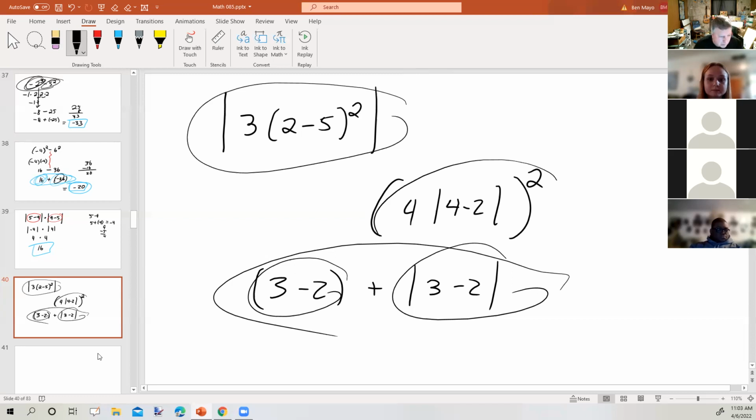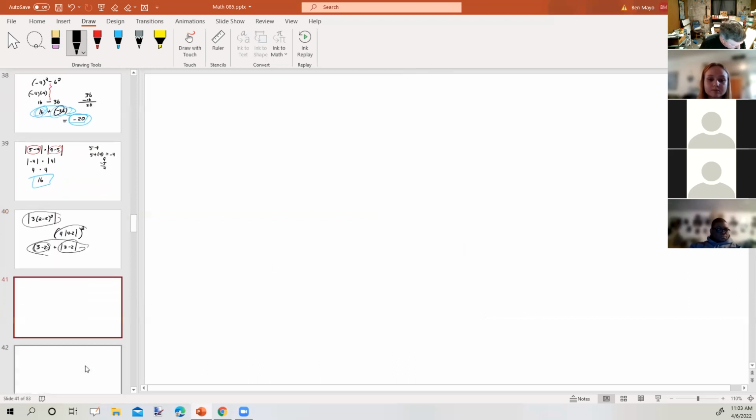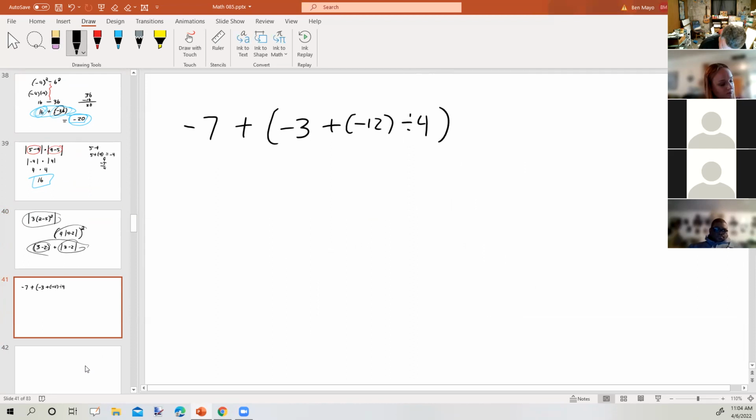All right, let's see here. I now want to go to just one. -7 plus parentheses -3 plus -12 divided by 4, the whole thing squared. Is this one of those problems where it should have a warning, don't attempt this at home or something like that, or do not take medication while doing this? All right.